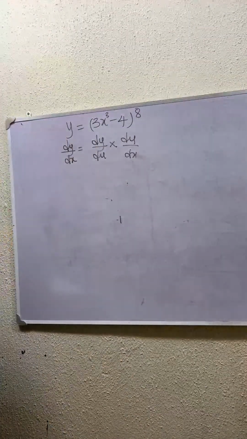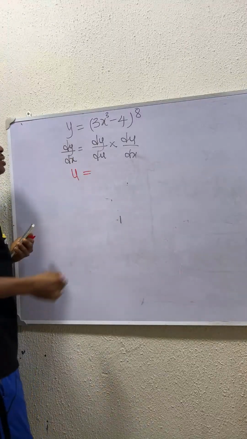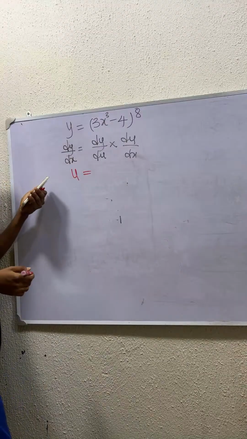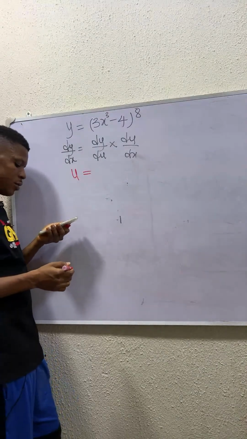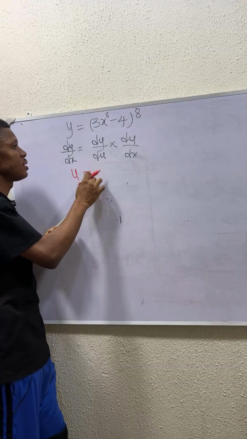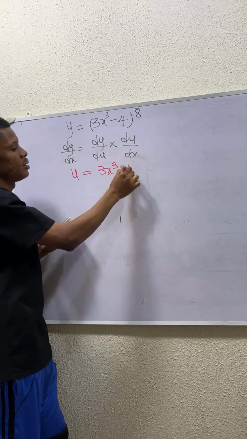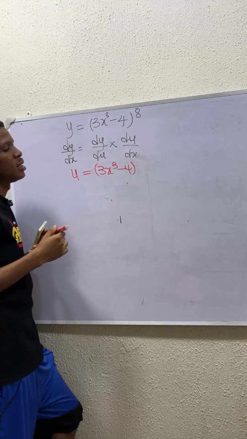So let me know in the comments, what will be the value of u? Our u will be what? Write it in the comments. Thank you so much for that, Eric. Our u is 3x cubed minus 4. Okay, so this is the u.